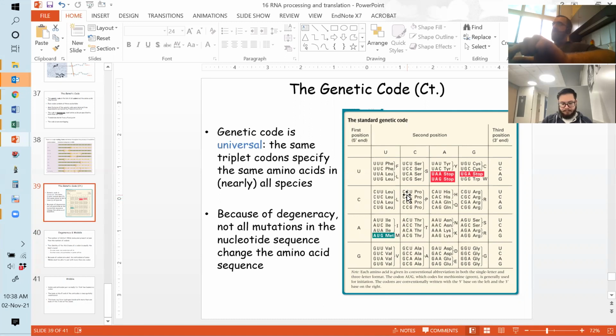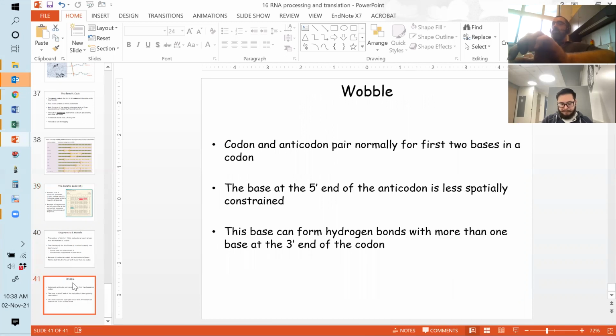As long as there's a C and a C, the tRNA will come in and you'll get proline added in that spot. And so the degeneracy and wobble really go together essentially, right? So tRNAs are very specific, but they're very specific for not entirely all of the codon.